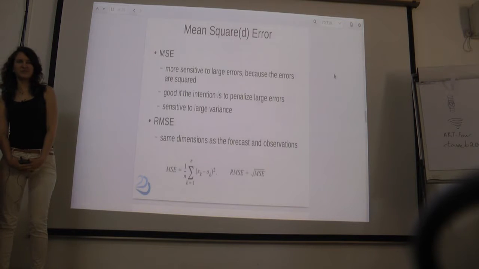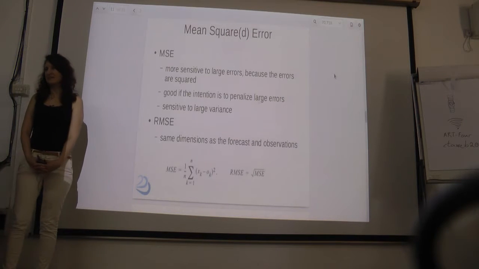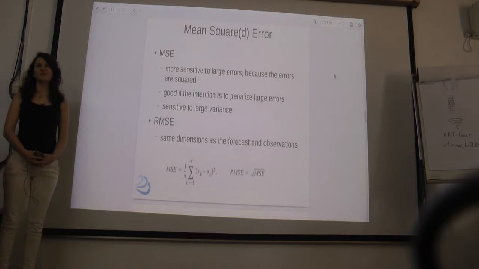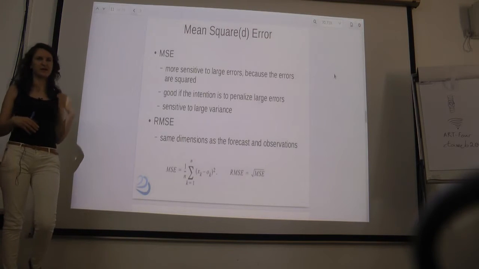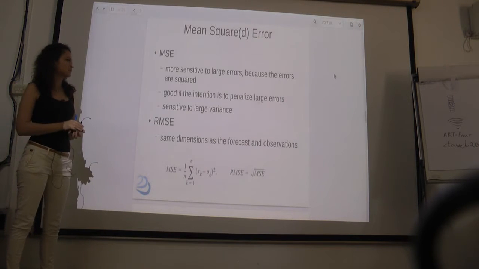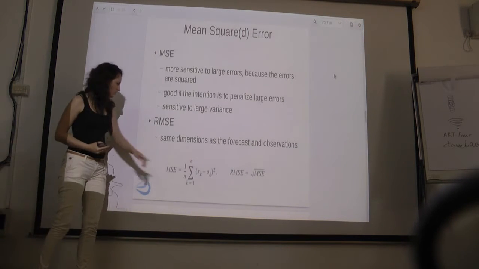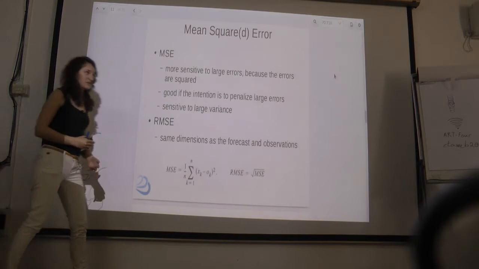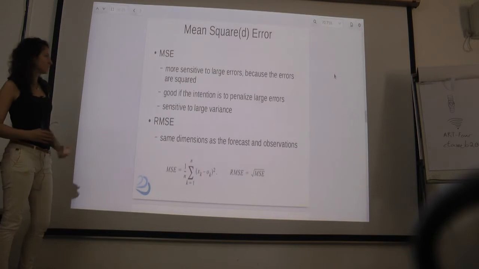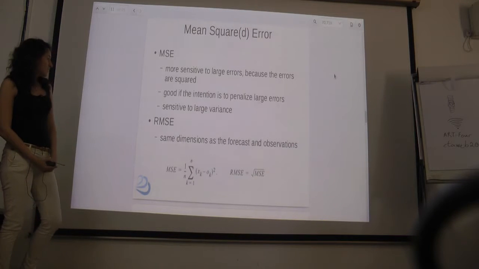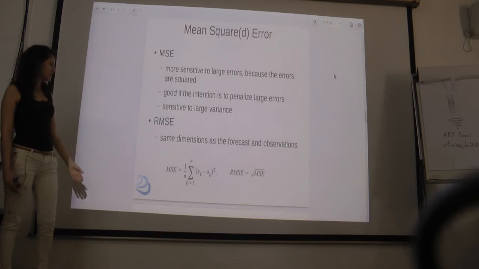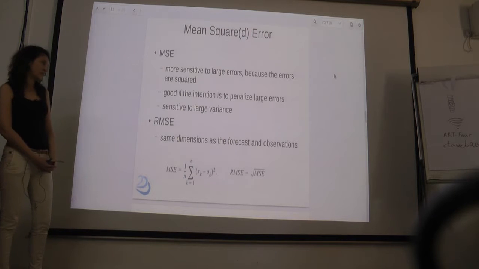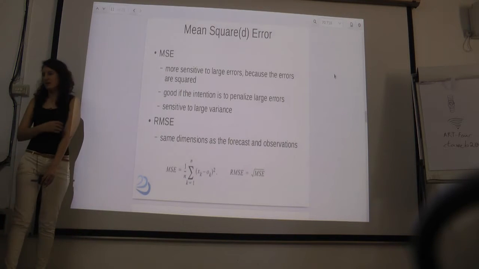So the main property of it is that it penalizes the large error. If you have some outliers, then you will have a very large error because it squares everything. So the higher the error on a particular pair of observation and forecast, the higher the total error would be. Root mean square error is just the square root of the above, so it has the same dimensions as forecast and observations, and the mean absolute error.